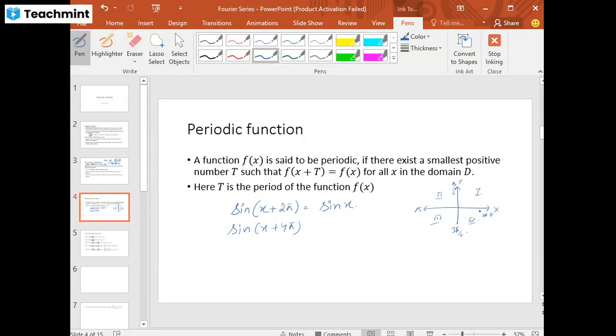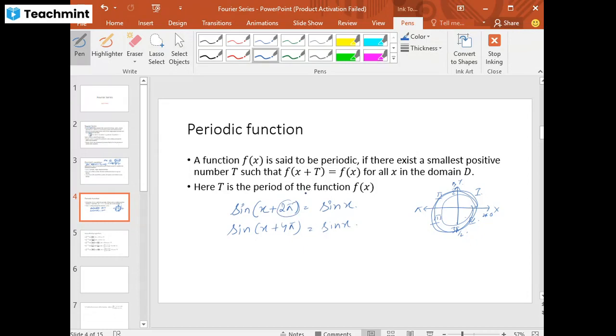So at x equal to 0 and x equal to 2 pi, the value of sine is the same. Okay, and again, even if I consider one circle, that is 2 pi, the value of the function repeats itself. Again, if I consider one more 2 pi, 4 pi, 6 pi, the value will remain the same. So it means that sine of x plus 4 pi is also equal to sine x. But in this case, we can say that the period of the function is 2 pi. It is not 4 pi.